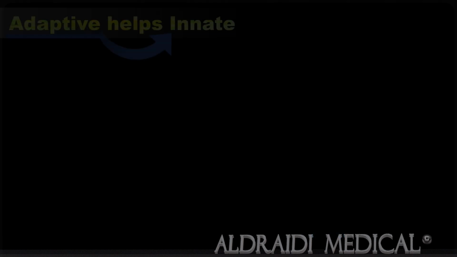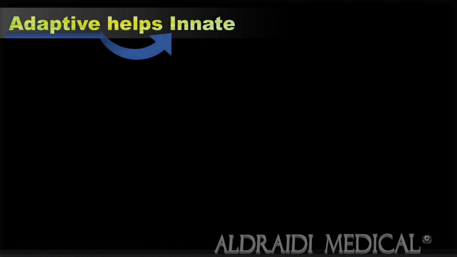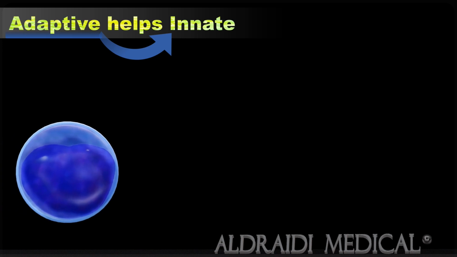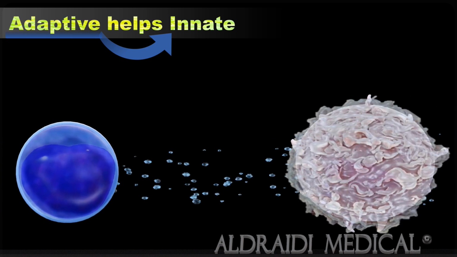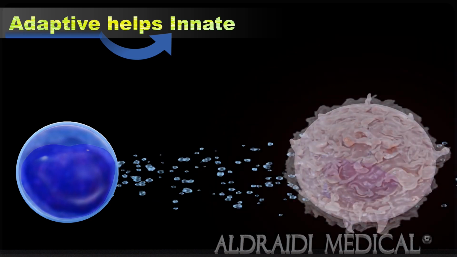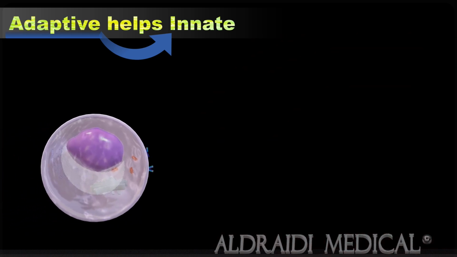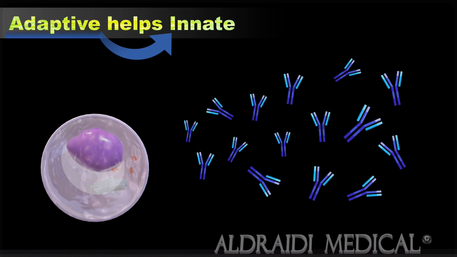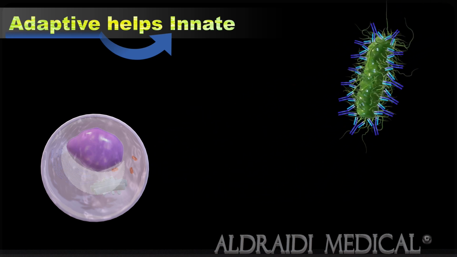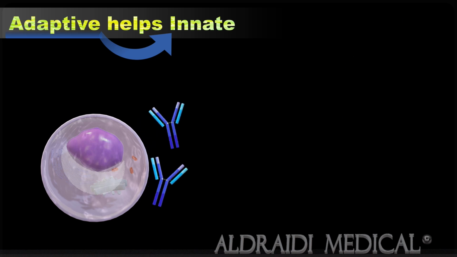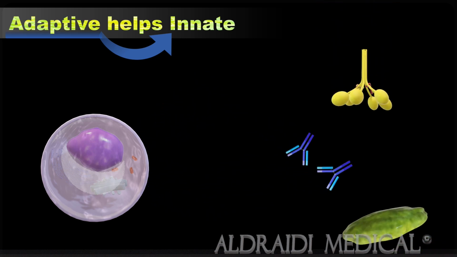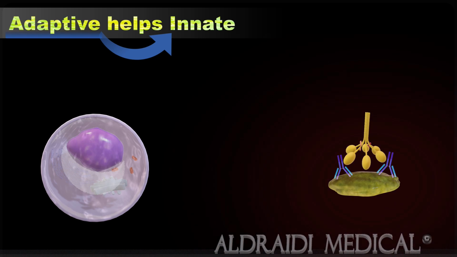The adaptive immune response also aids and stimulates an efficient innate immune response. For example, T lymphocytes produce cytokines that enhance microbicidal activity of phagocytes. Antibodies secreted by plasma cells can aid in the destruction of pathogens through opsonization and can also activate complement to enhance phagocytosis and attract inflammatory cells.